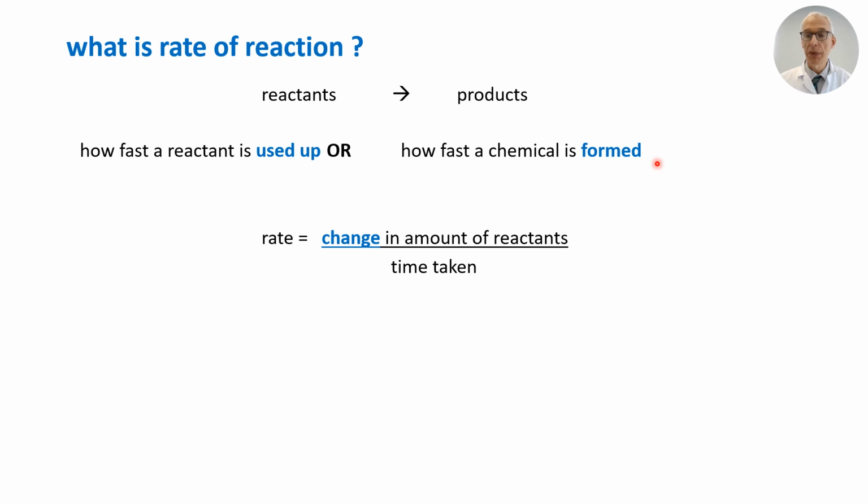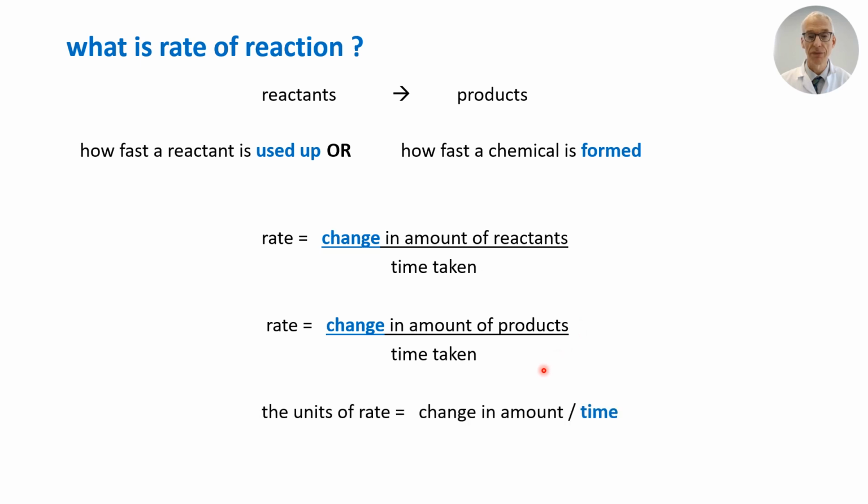Rate of reaction might be considered to be how fast a chemical is formed, in which case the equation would be rate is equal to the change in amount of products divided by time taken. The units of rate must always take into account a unit of time. So it's change in amount, whether that be reactant or product, divided by time.